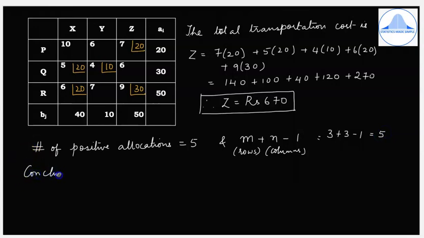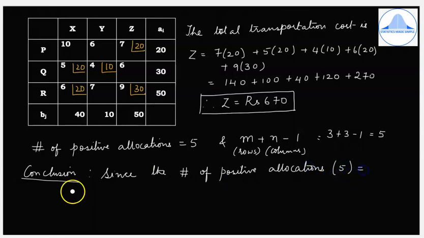Next, we will write the conclusion. Since the number of positive allocations, within brackets 5, is equal to m plus n minus 1, within brackets, that is also 5, the solution is non-degenerate.